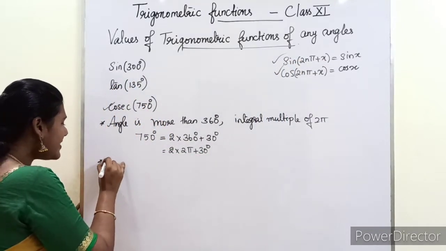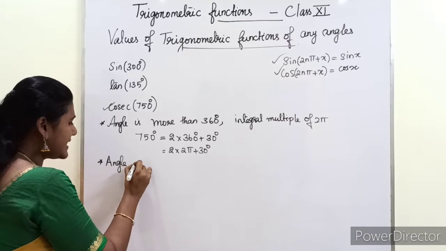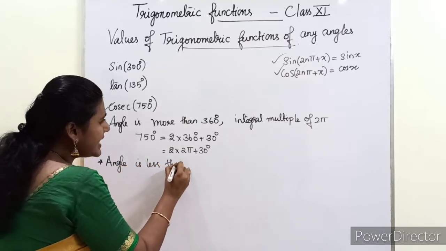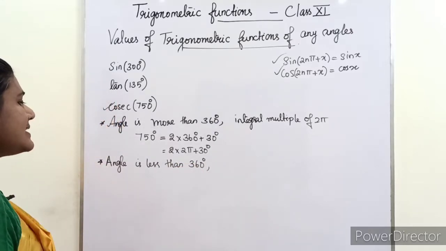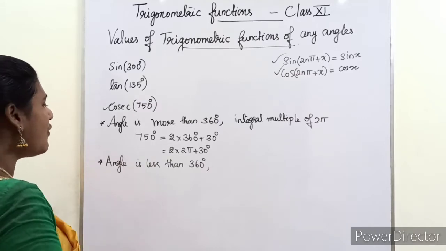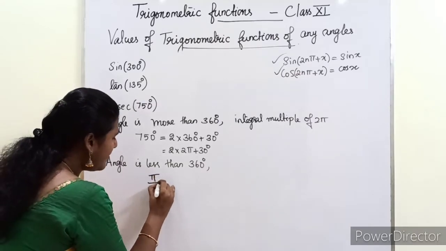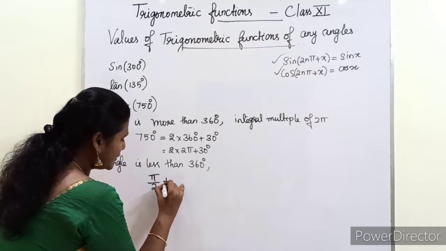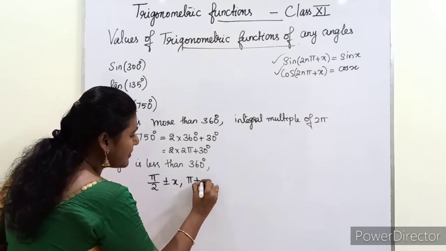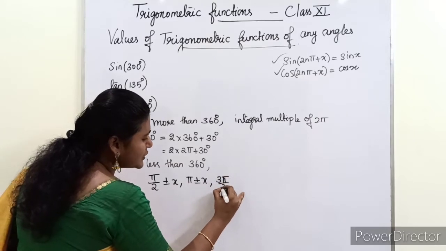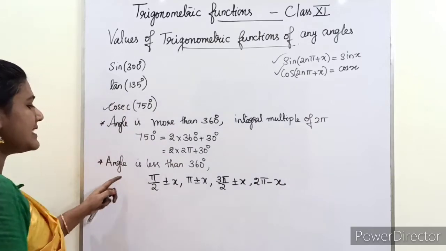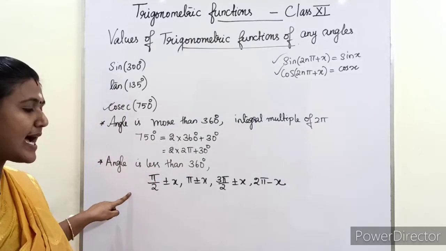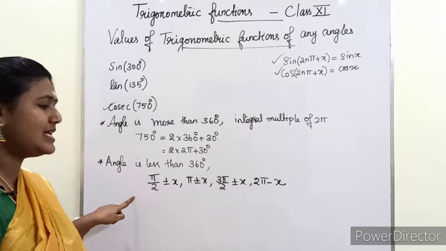So second case, if the angle is less than 360 degree, then how to find the value? If the angle is less than 360 degree, you have to express the angle in any one of the following ways, that is pi by 2 plus or minus x, pi plus or minus x, 3 pi by 2 plus or minus x and 2 pi minus x. So if the angle is less than 360 degree, express the angle in terms of any one of these forms.